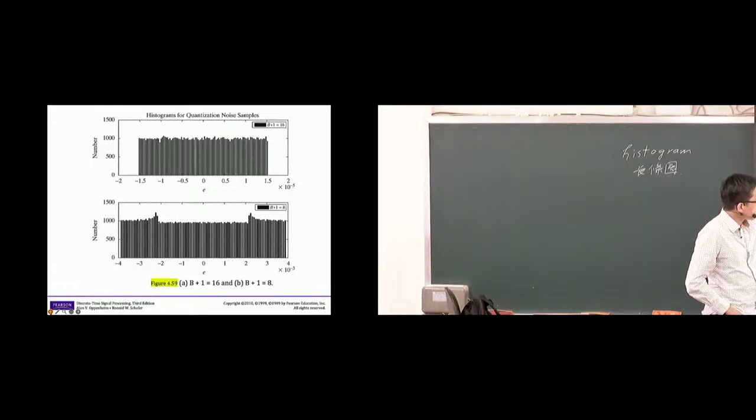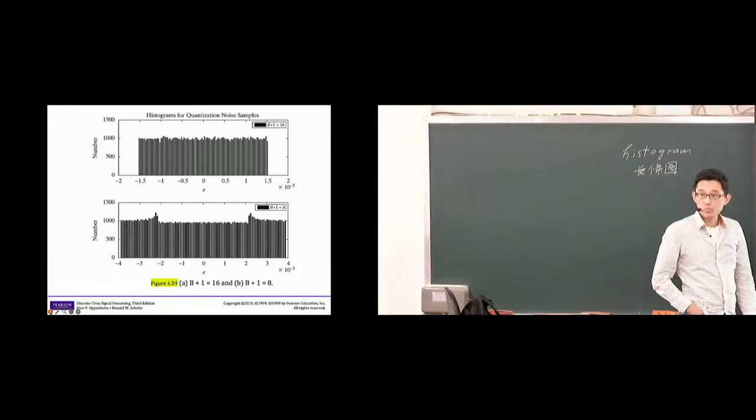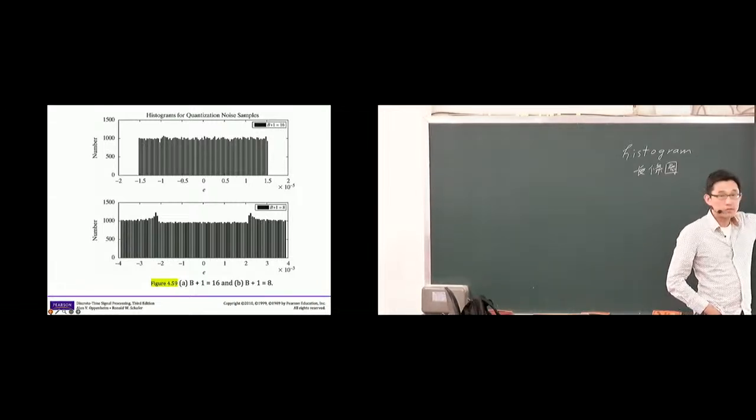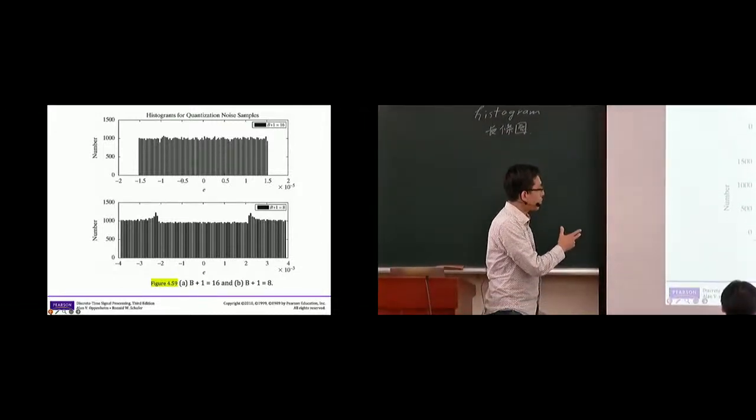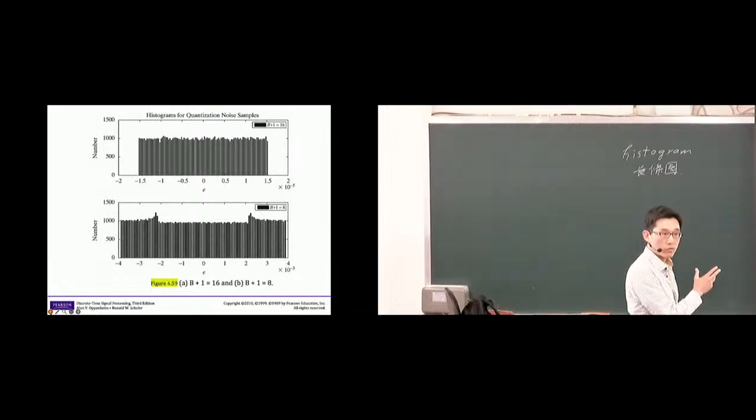Now we can, again by inspection, decide which one is more uniformly distributed. Apparently this is more uniformly distributed than that. So that gives us some kind of insight. Does that mean that the more bits we have, the more uniform the distribution will look? I think the answer is yes.